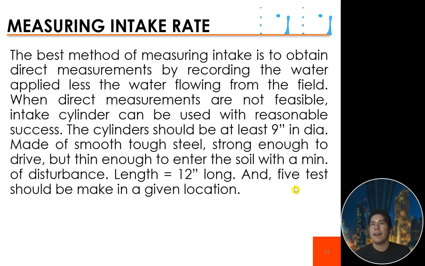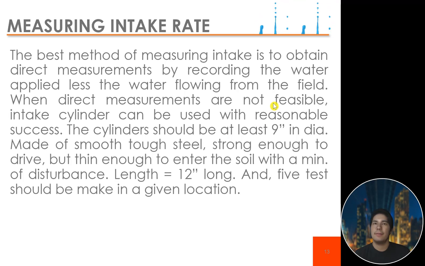So the cylinder should be at least 9 inches in diameter, made of smooth top steel, strong enough to drive but thin enough to enter the soil with a minimum of disturbance. So yung length natin is 12 inches long, and 5 tests should be made in a given location.